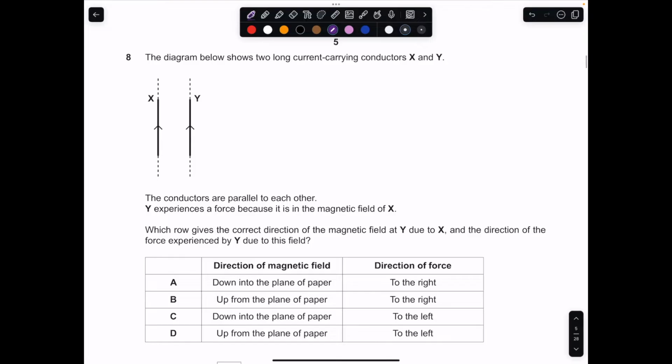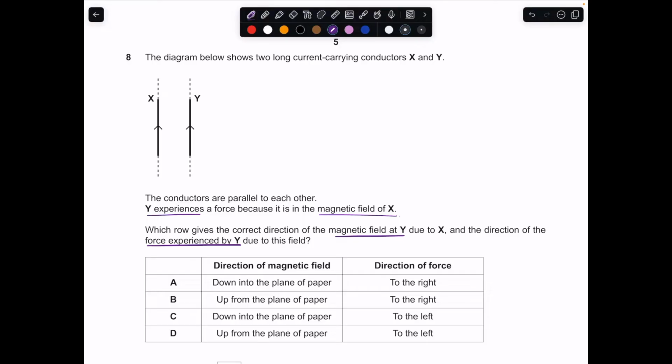Okay, here we have question number 8, where we're given a diagram showing two long current carrying conductors X and Y. They're parallel to each other. Y experiences a force because it is in the magnetic field of X. Which row gives the correct direction of the magnetic field at Y due to X, and the direction of the force experienced by Y due to this field? Okay, so let's talk about X first.